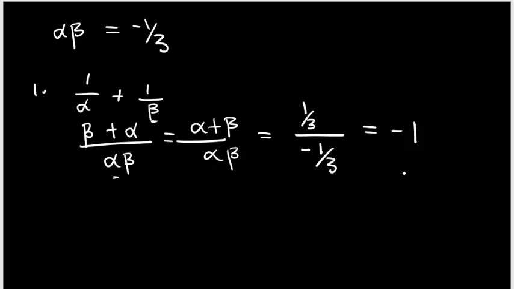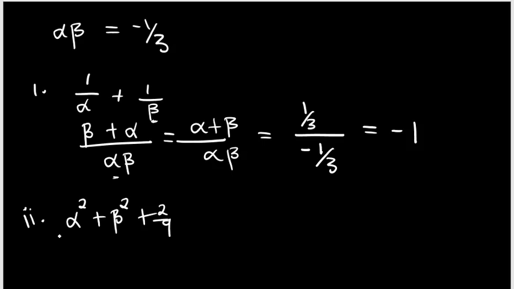So that is the I. 1 over alpha plus 1 over beta is going to give us 1 over 3 over minus 1 over 3, and this will give us negative 1. We move on to the II. For II, we have alpha squared plus beta squared plus 2 over 9.